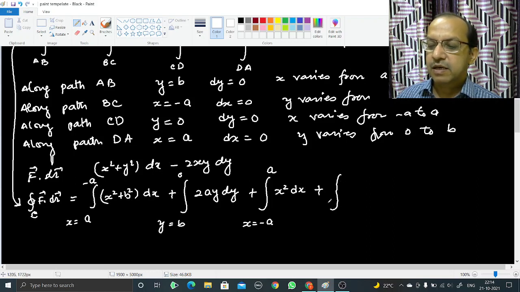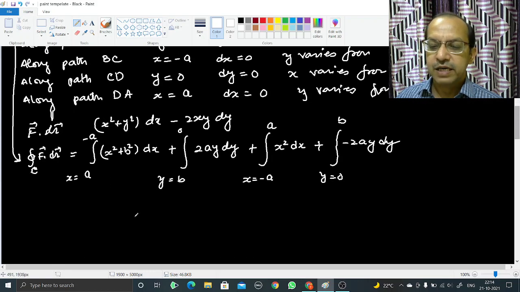Plus, in this last integral DA, y varies from 0 to b. Then on D, x equal to a, dx equal to 0. So dx equal to 0 means the first term is 0, and x equal to a means minus 2ay dy. Now we will integrate these 4 integrals.